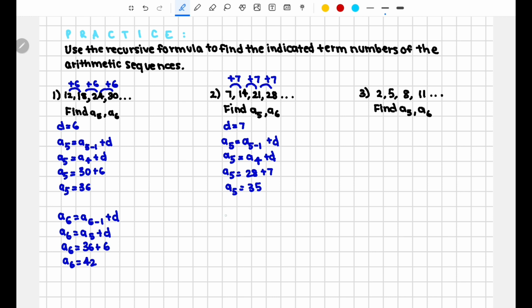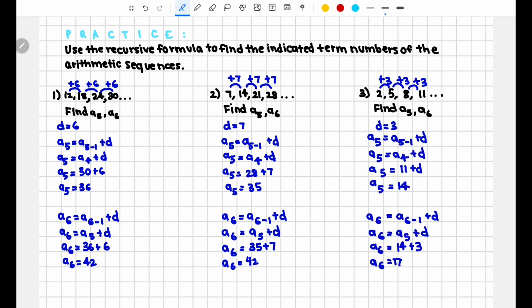And now we're going to use that for the sixth term, because that is the fifth term plus the common difference. So the sixth term is equal to 42. In number 3, d is equal to 3 because the common difference is 3. I did the exact same thing to get the fifth term as 14 and the sixth term as 17.